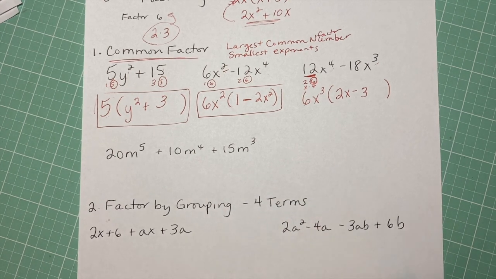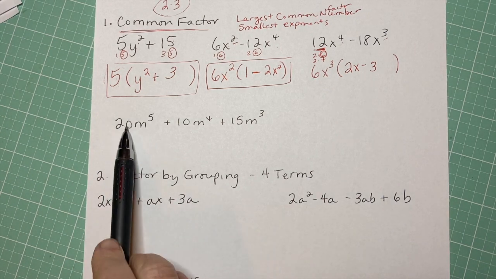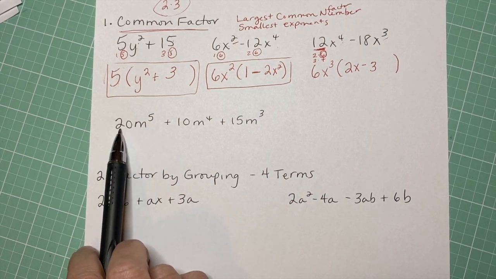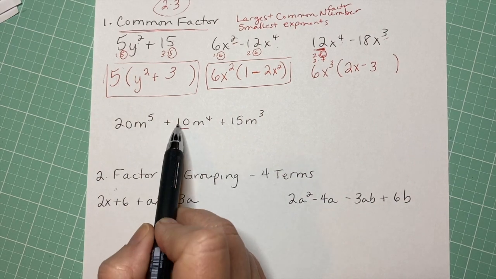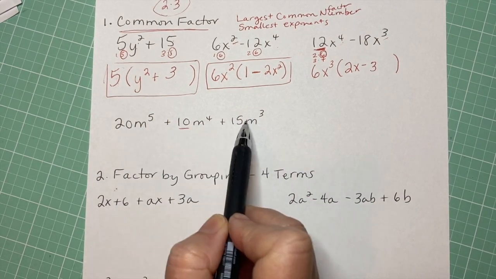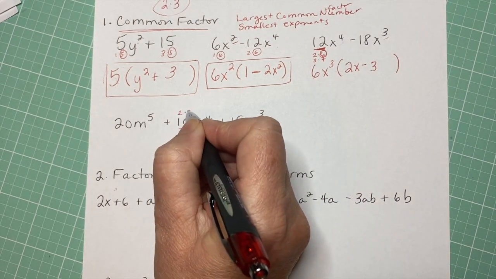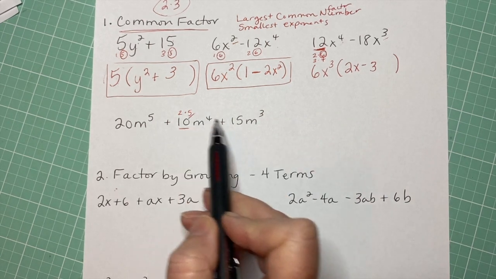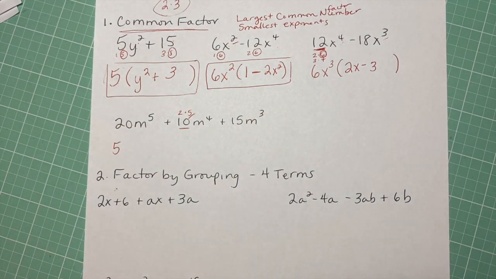Okay, this last one on common factors, it has 3 terms, but that's okay. You're still looking for what's the largest common factor of all 3 of these numbers, and then the smallest exponent. So when we look at 20, 10, and 15, go to the smaller number 10. Will 10 go into 20? Yes. But will 10 go into 15? No. So we go back to 10 and think, okay, divide it by 2. That would give us 2 times 5. So there's our next biggest factor. And will 5 go into 15? Yes. Will 5 go into 20? Yes. So 5 is our common factor.